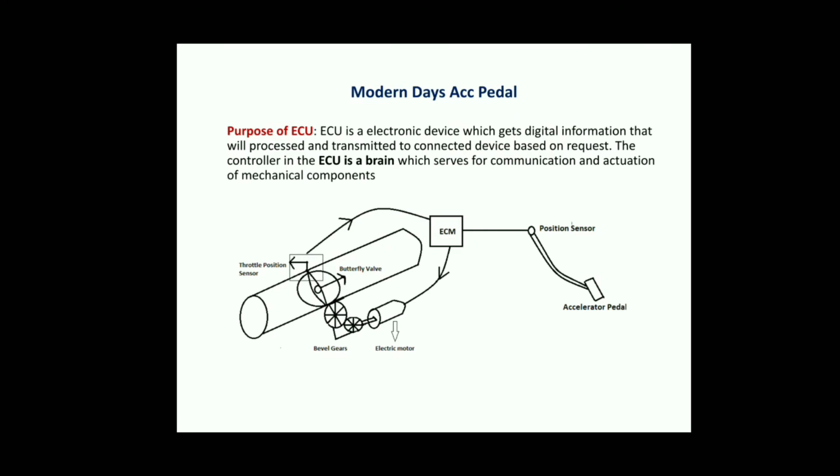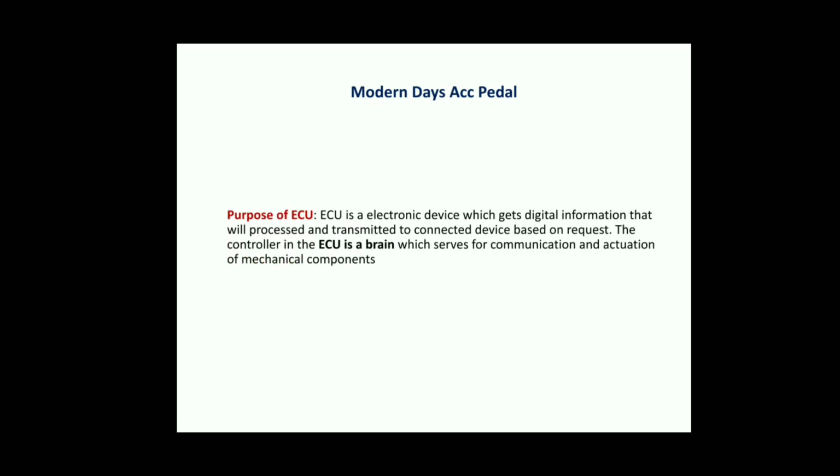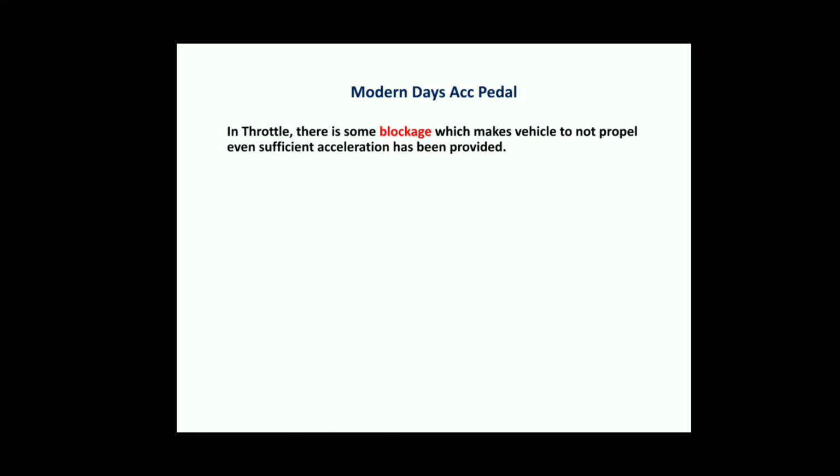So I guess you understood the exact difference between the olden day car and the modern day car, right? We have the ECM, that is the ECU, which makes the throttle open. So this is the difference between the olden day and modern day cars. Alright, as an example, let's see why the ECM, that is the ECU, is necessary for modern day cars.